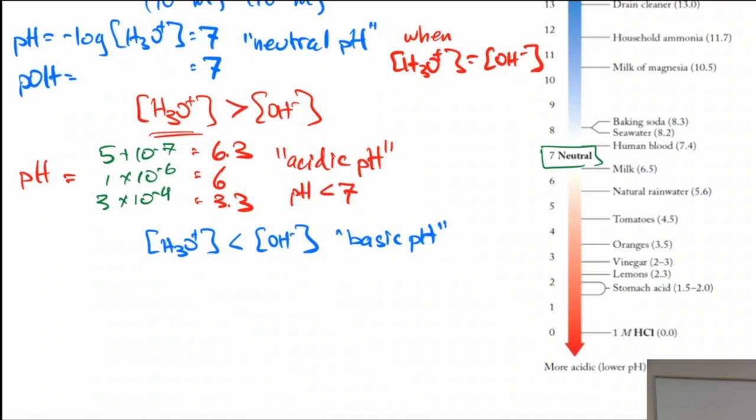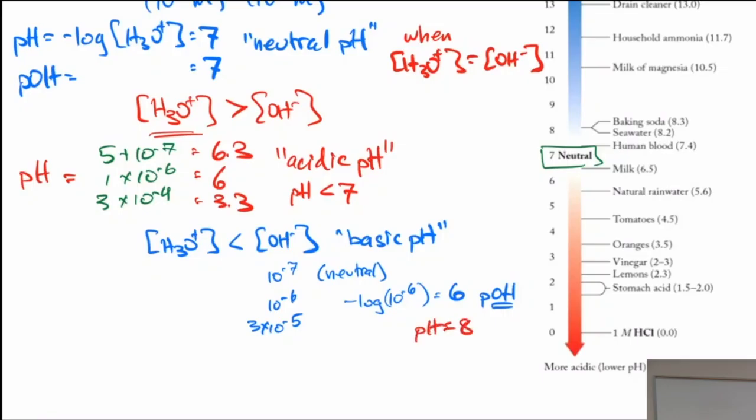Now this gets a little trickier, right? We started with 10 to the minus 7th when it was neutral. The negative log of 10 to the minus 6th now, right? That's going to be 6. But that's the pOH, which means that the pH is equal to 8.